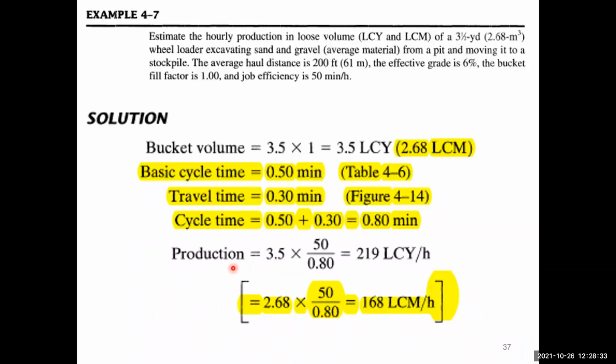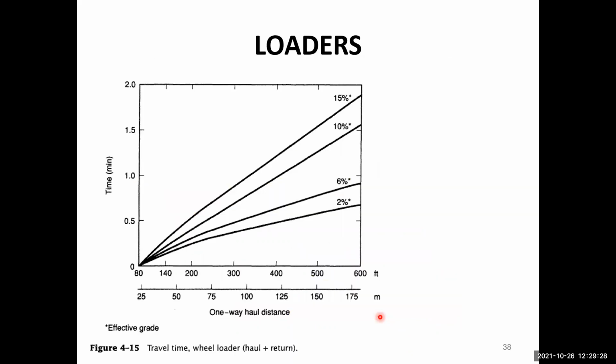Therefore, this formula for the production you can use several times. The volume transferred in one cycle, we divide by the time of the cycle and then multiply with the efficiency. That will give you the hourly production. Remember that the efficiency has to be given in terms of the number of minutes of work in 1 hour. This formula can be used quite often in these topics as well. So 168 loose cubic meter per hour will be the production in this case. So that was about the loaders.